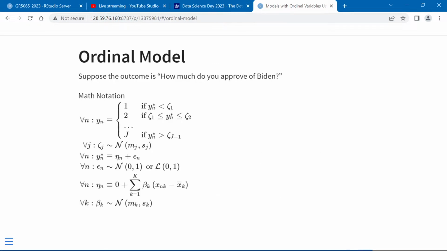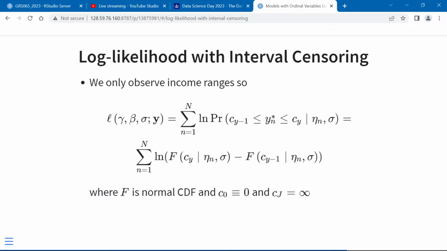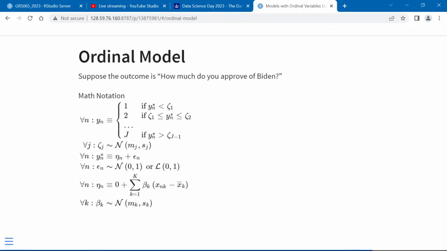Okay. Everybody comfortable with interval censoring with observed cut points? What, and this is much more common in social science, what if you have some outcome, like: how much do you approve of the job that Joe Biden is doing as president? Strongly disagree, disagree, agree, strongly agree. So-called Likert scale.